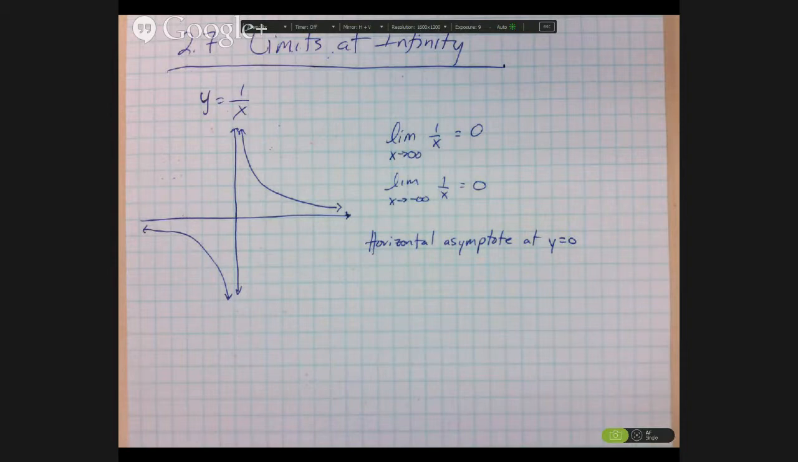This basic example kind of provides you with the basis of what this is all about. So what happens as we go left or right a long ways? You can do it graphically, numerically, and I'm going to show you a couple ways to do it algebraically.